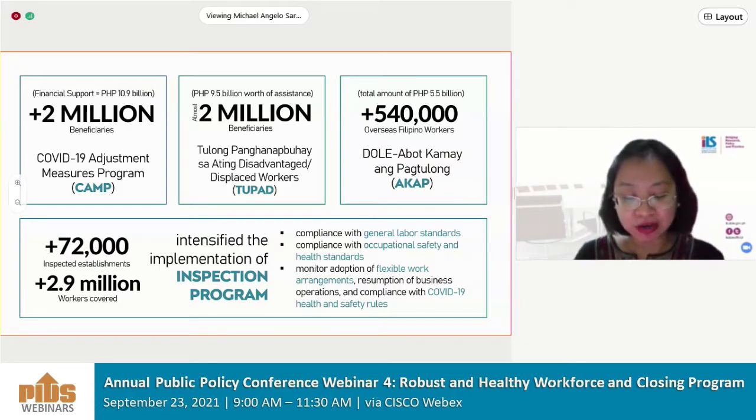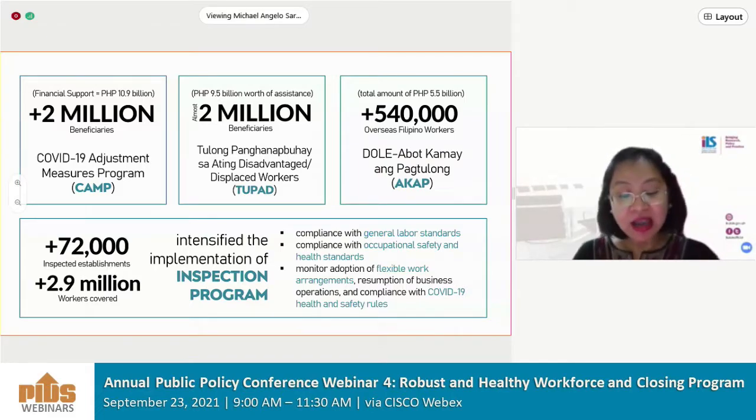In support of these mitigation measures, DOLE intensified implementation of the inspection program, not only to ensure compliance with general labor standards and occupational safety and health standards, but also to assess and monitor adoption of flexible work arrangements, resumption of business operations, and compliance with new health and safety rules in accordance with the DOLE-DTI supplemental guidelines on COVID-19 prevention and control. More than 72,000 establishments were inspected in 2021, covering 2.9 million workers.